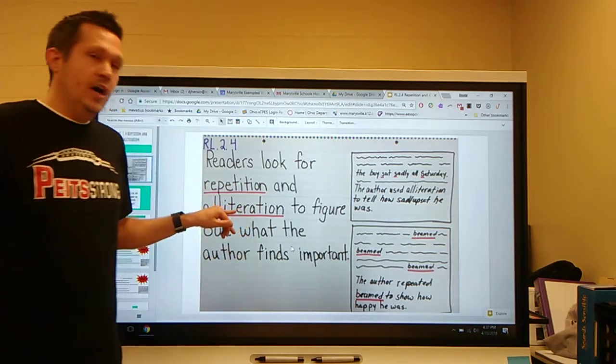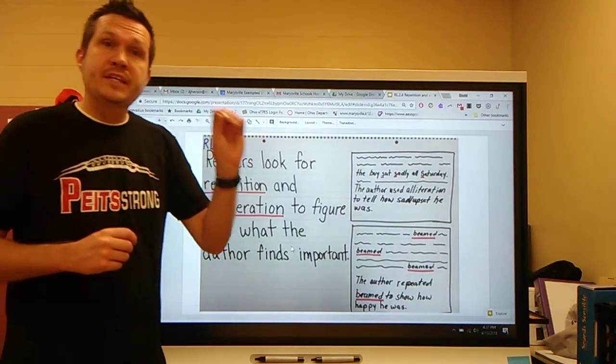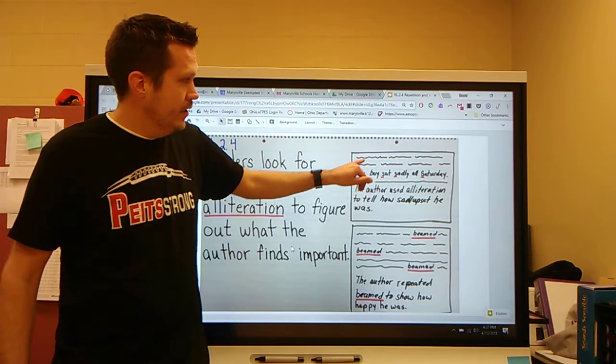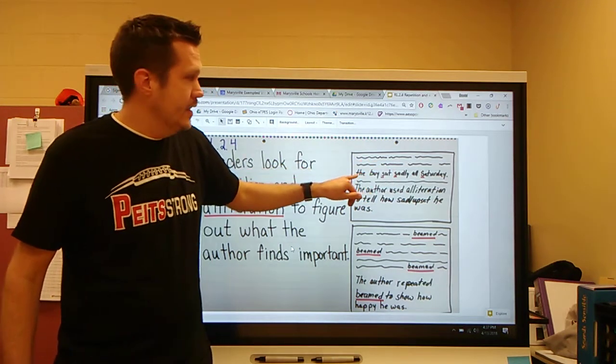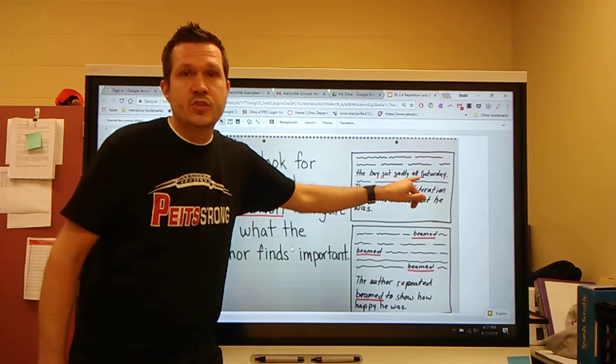And also, authors will use something called alliteration. That's where they'll repeat the same beginning sound. So here's a couple examples. Here's an example of alliteration right here. The author's just talking, and then all of a sudden they say, the boy sat sadly all Saturday.